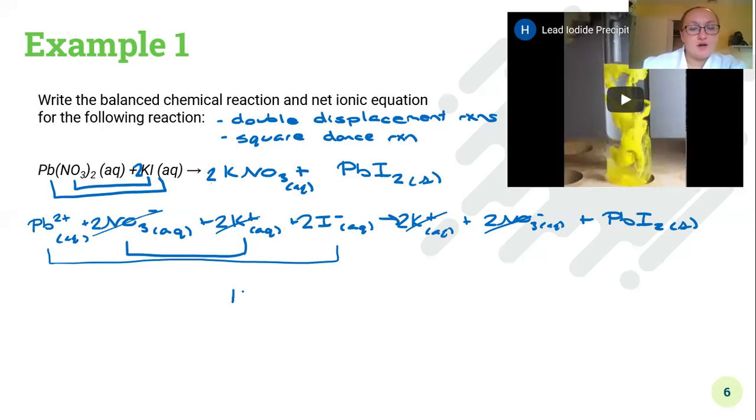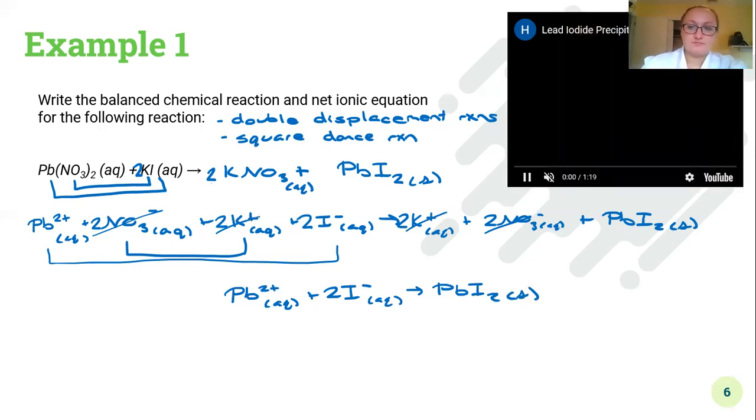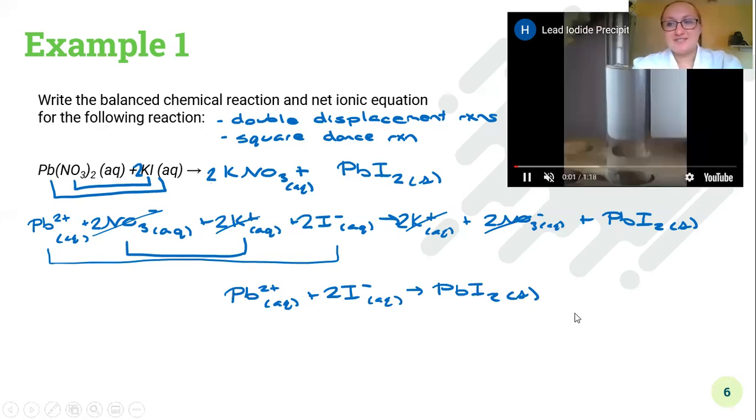So my net ionic equation is Pb2+ aqueous plus 2I- aqueous forms solid lead iodide, which we can see precipitating here.